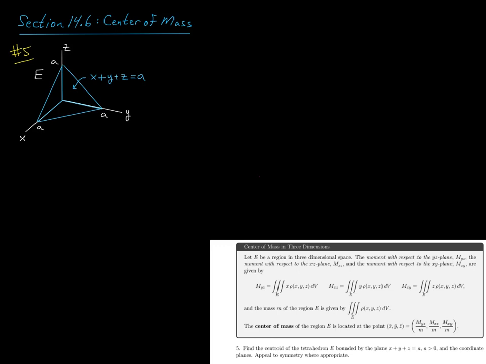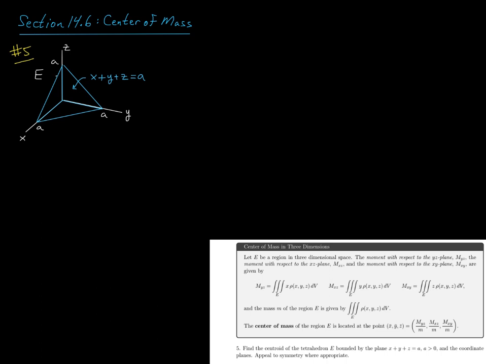All right, question number 5 says to find the centroid of the tetrahedron E bounded by the plane x plus y plus z is equal to a, where a is a positive value, and the coordinate planes. Appeal to symmetry where appropriate.